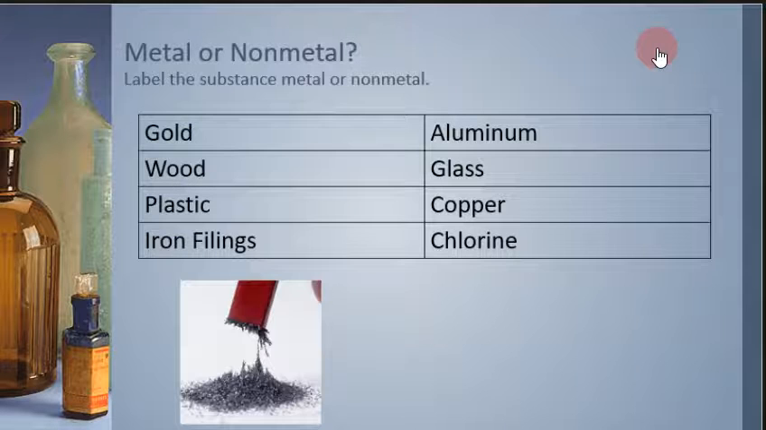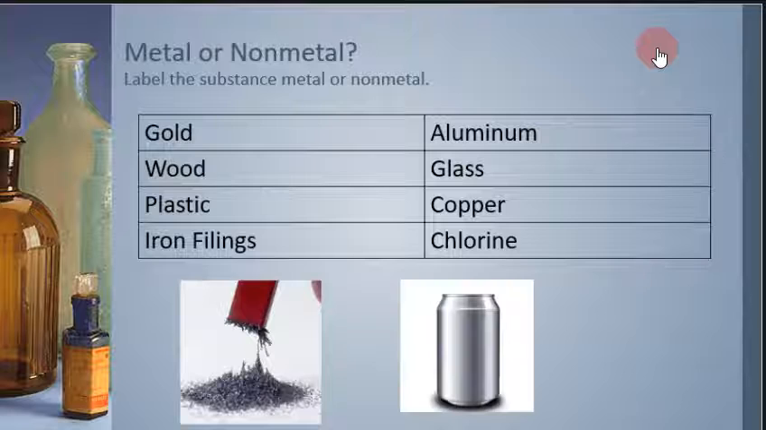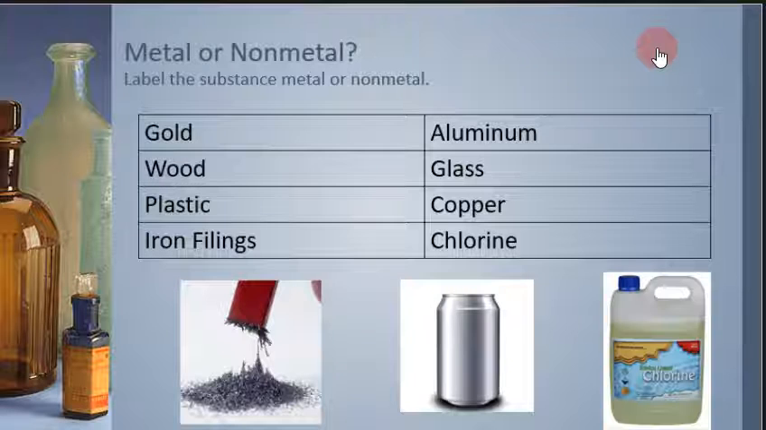And chlorine. So I have some pictures. There are some iron filings. They happen to be magnetic. That looks like aluminum. And then we have chlorine. I guess that's the kind of chlorine you put in your pool. I don't think that would be metal. Not metal. It's liquid. And if you were to look at a periodic chart of the elements, you would see all the metals are on the left side of the chart and all the non-metals are on the right side of the chart.